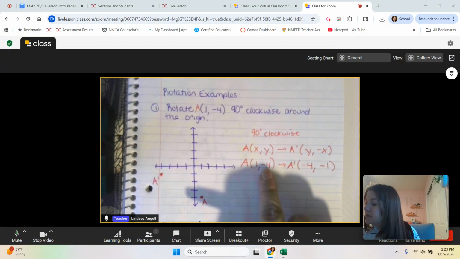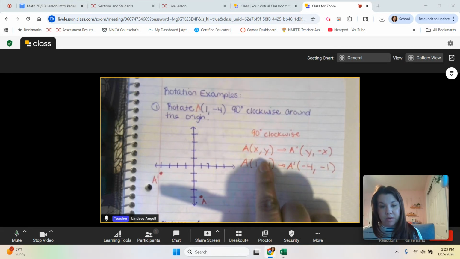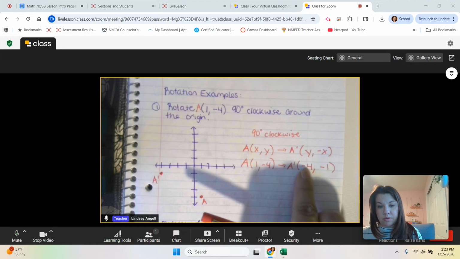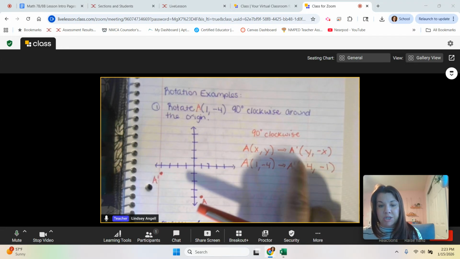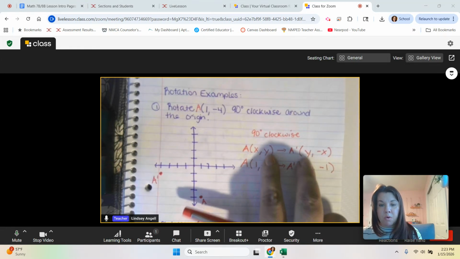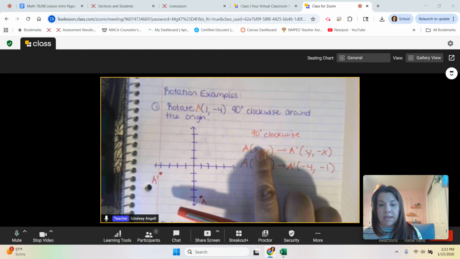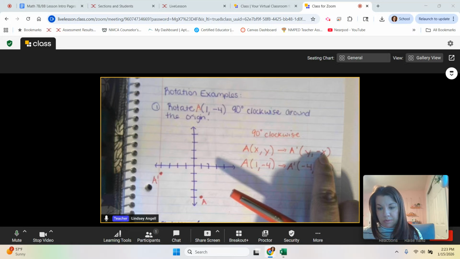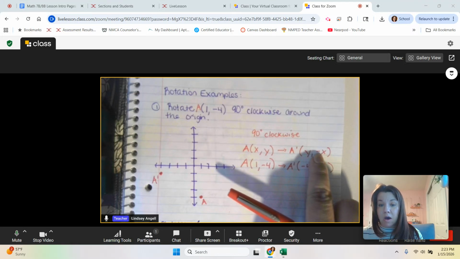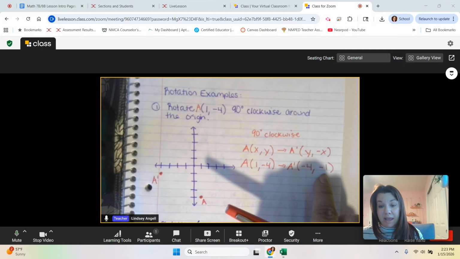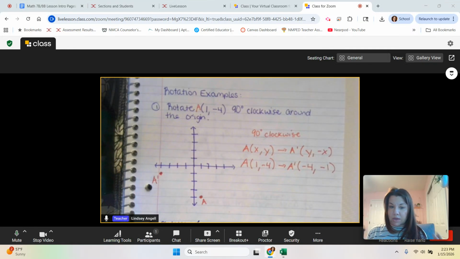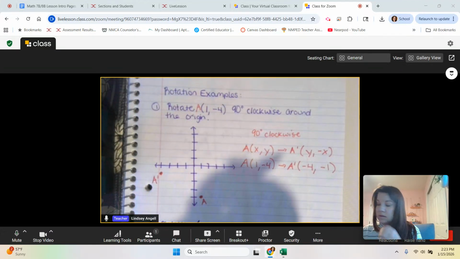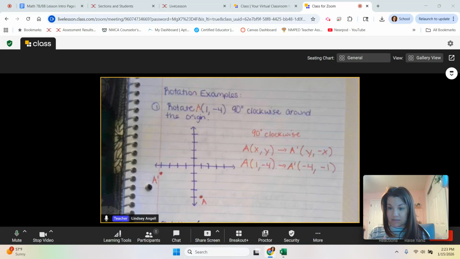Well, let's look at this. So this was my y value over here, right? Negative 4. And there's my negative 4. Those match up in both points. And then here, my x value was originally 1. Well, now it needs to move into my y value, and I need to take the opposite of it, which would be negative 1.